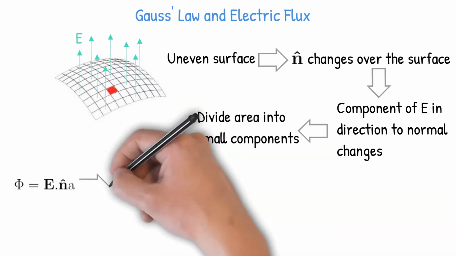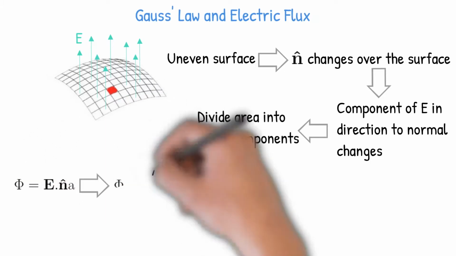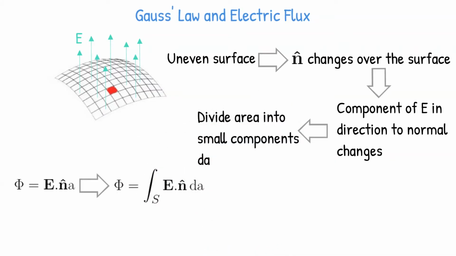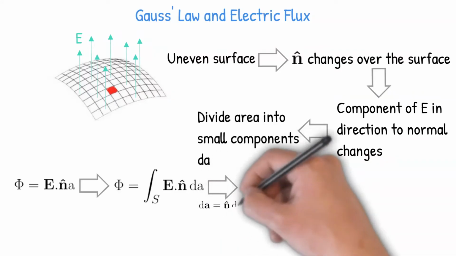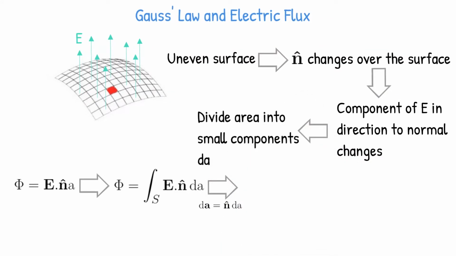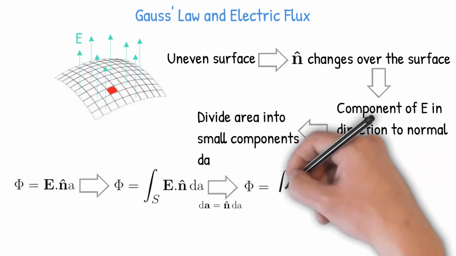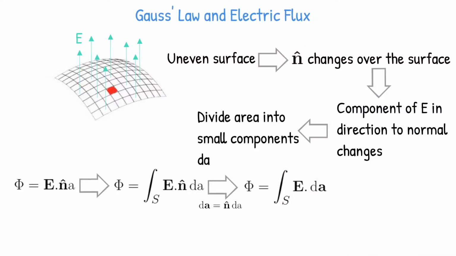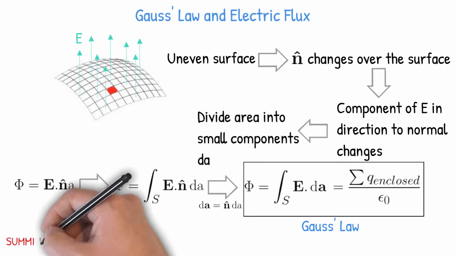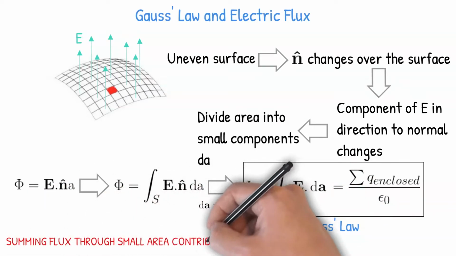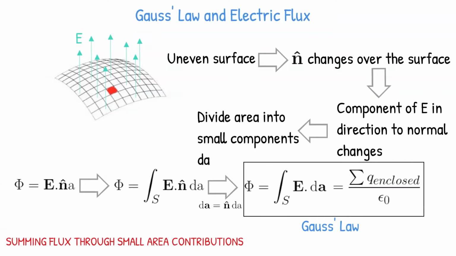Since dA is the area of those small divisions, the equation becomes this. Defining d vector A as n hat dA and then integrating through the surface will give us the equation for flux, which can then be used to find the charge enclosed by the surface. Gauss's law essentially is just summing the flux through the small areas, dA. This is in essence how surface integrals work, adding small components of the area together to form one entire surface.